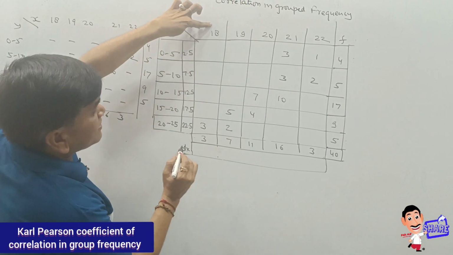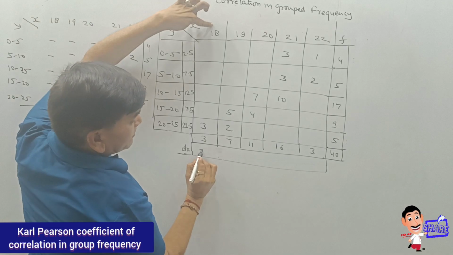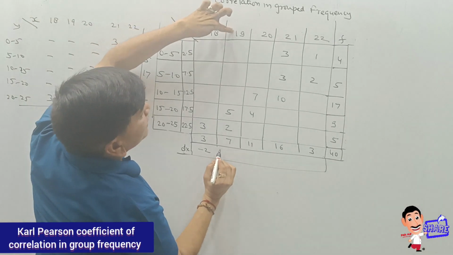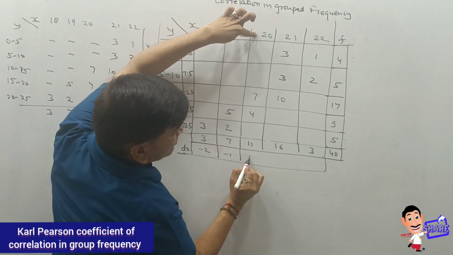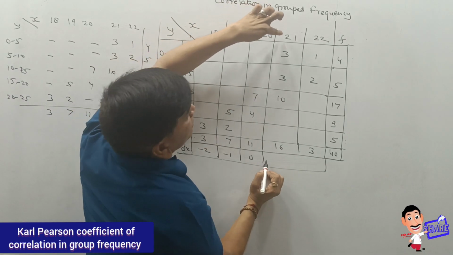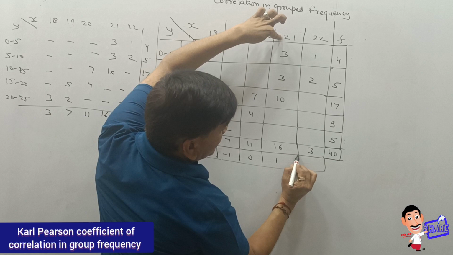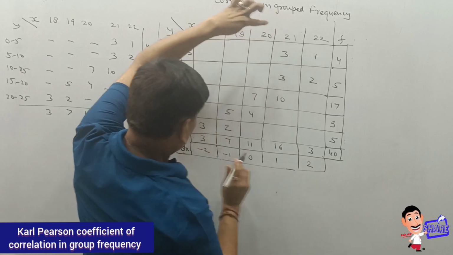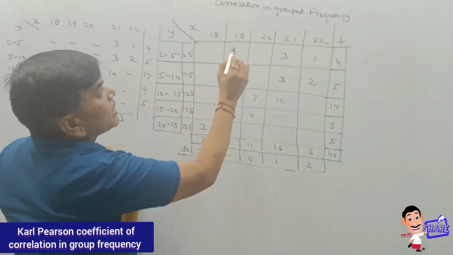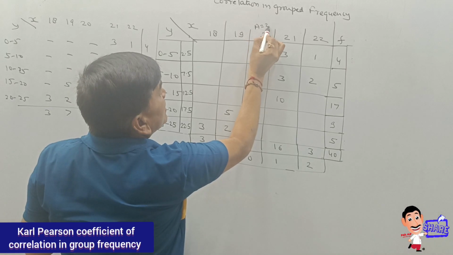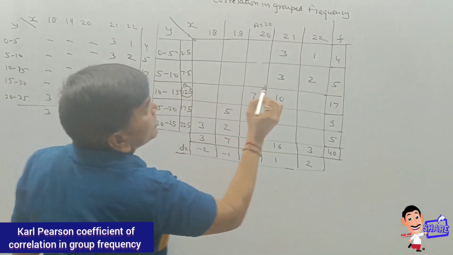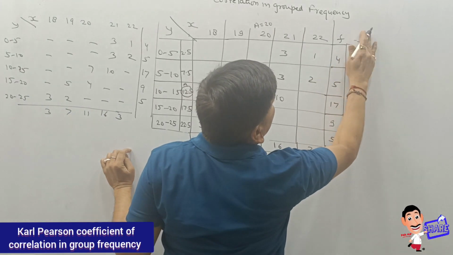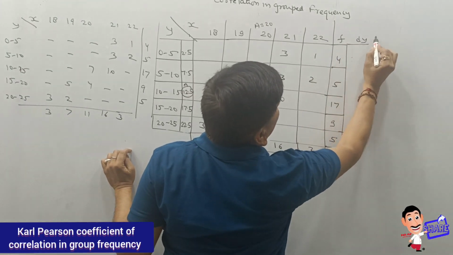So dx is 18 minus 20, that is minus 2. 19 minus 20, that is minus 1. 20 minus 20 is 0. 21 minus 20 is plus 1 and plus 2. So this is the dx value. Assumed mean is 20. Here the assumed mean is 12.5. So we are calculating the value of dy.